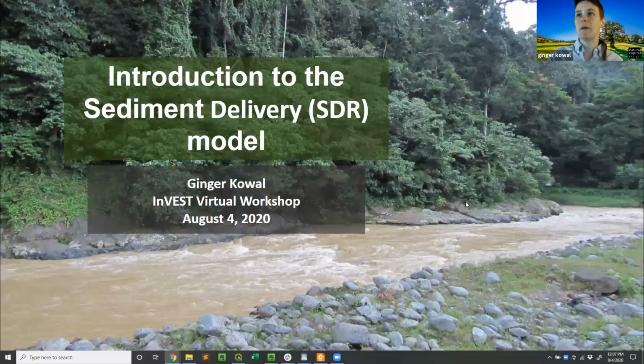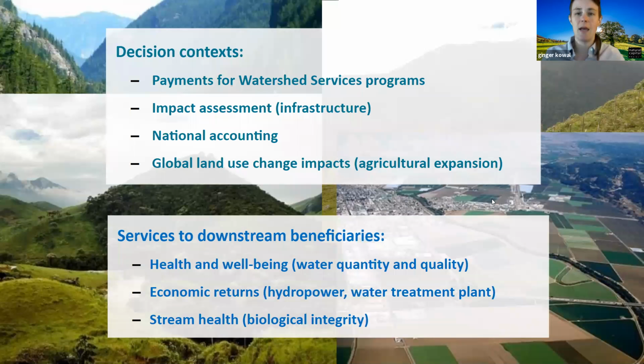So first, let's talk about what this model is and what it can be used for. So the sediment delivery ratio, or SDR, model deals with sediment loads in the stream. We talked about this a little bit in the first workshop. The model is all about how natural capital or natural ecosystems impacts the load of sediment in the stream. So some of the decision contexts where the SDR model has been useful for us are in the context of payments for watershed services programs, like the case study that we talked about in the first workshop, the Upper Tana Water Fund used a model very similar to this.